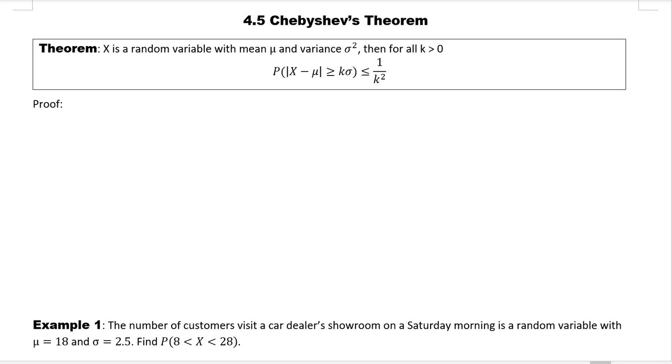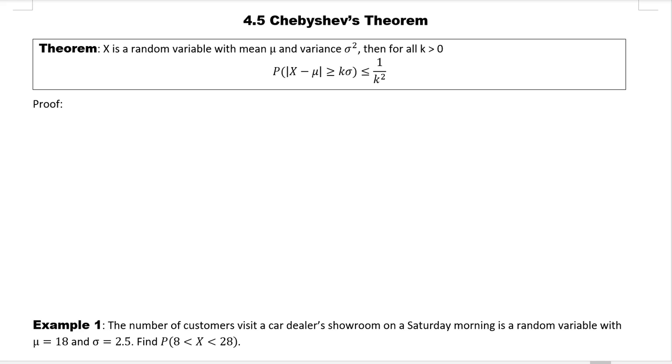Chebyshev's theorem: X is a random variable with mean mu and variance sigma squared. Then for all k positive, the probability that the distance between the random variable X and mu is greater than or equal to k sigma is less than or equal to 1 over k squared.